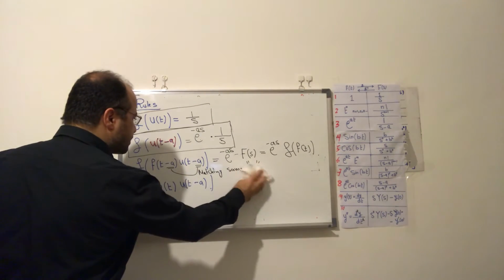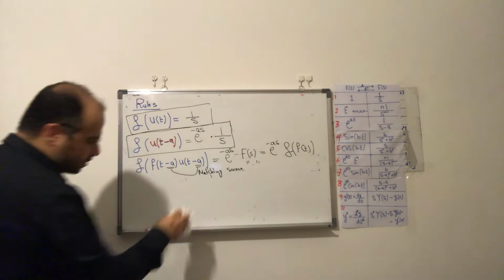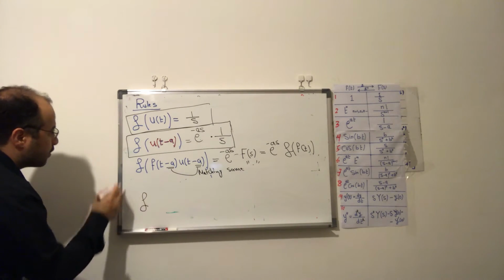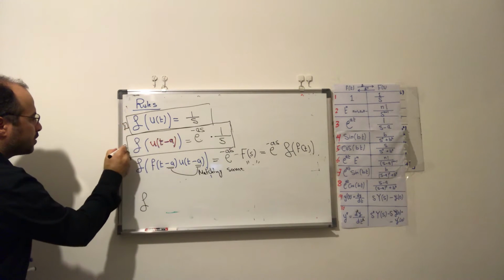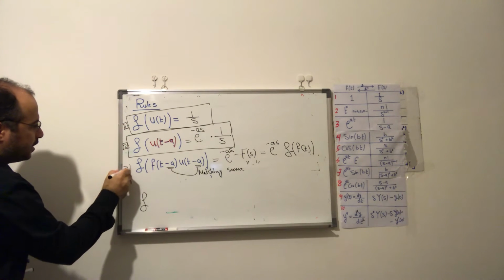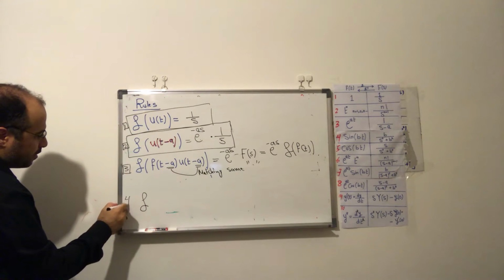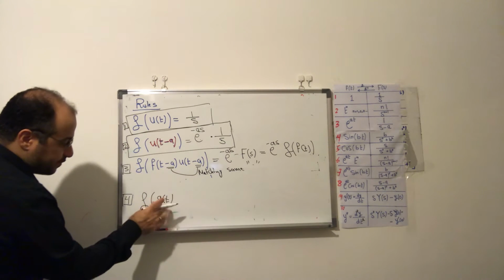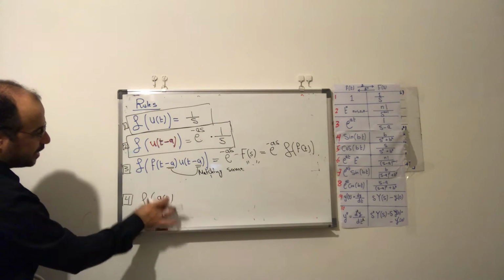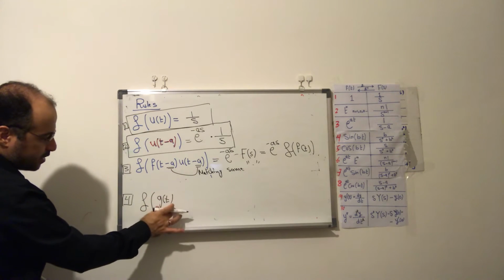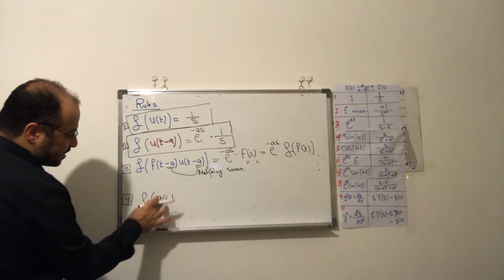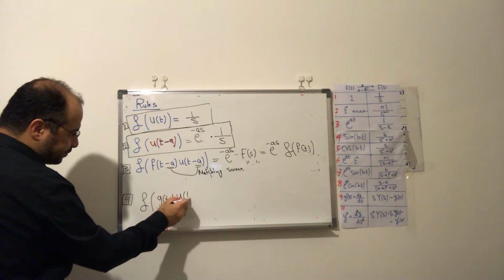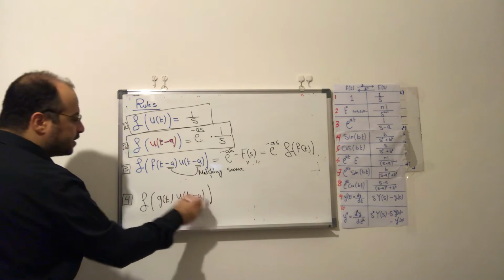So let me keep this. I'm going to go down a little bit here and write the last one. The last rule here: rule number 1, rule number 2, and rule number 3. Here, rule number 4 says if you have g of t with no shifting for this function, I just changed the name because this one has a shifting, this one has no shifting, or a shifting different from the Heaviside function. What should I do in this case?